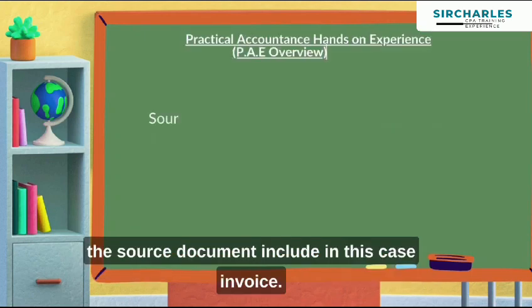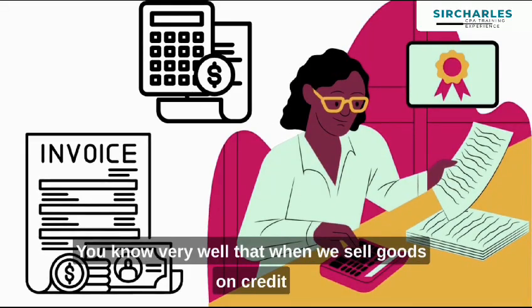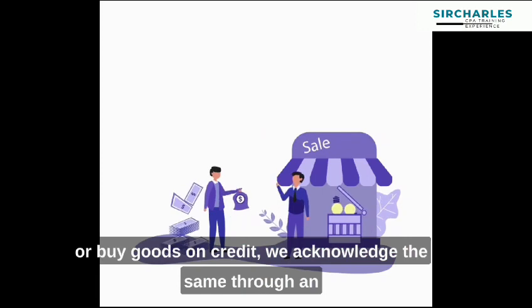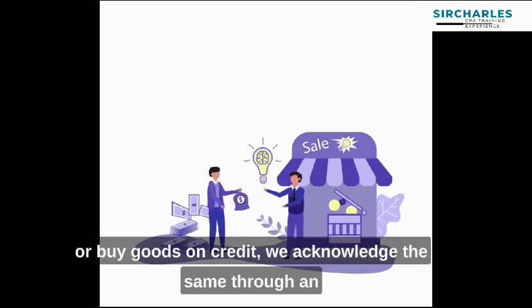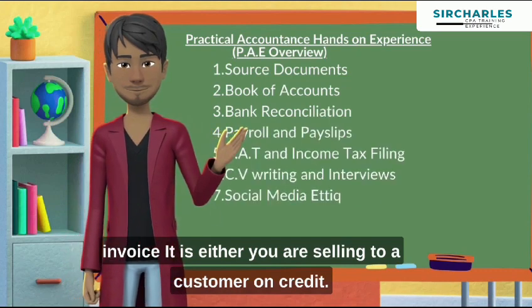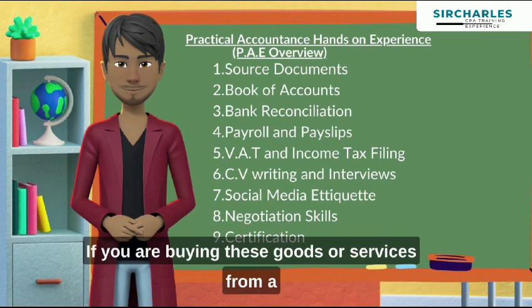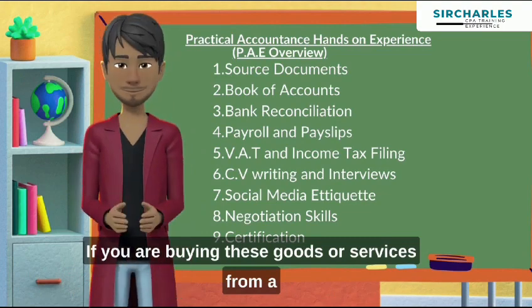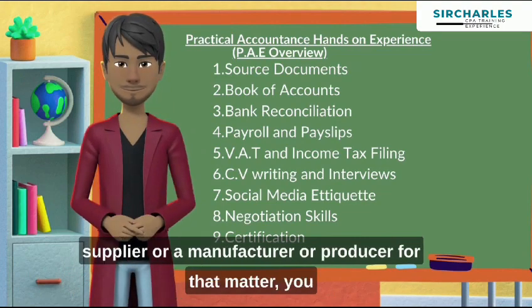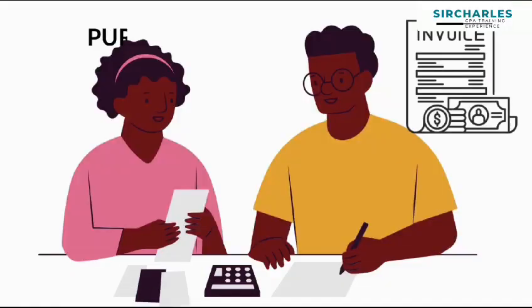The source documents include, in this case, the invoice. You know very well that when we sell goods on credit or buy goods on credit, we acknowledge the same through an invoice. If you are selling to a customer on credit, you issue them with an invoice called a sales invoice. If you are buying goods or services from a supplier, or a manufacturer or producer for that matter, you evidence the same by way of a purchase invoice.